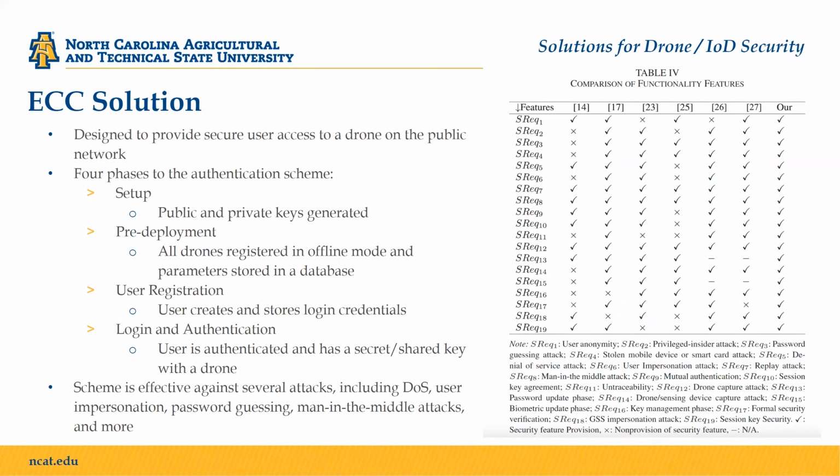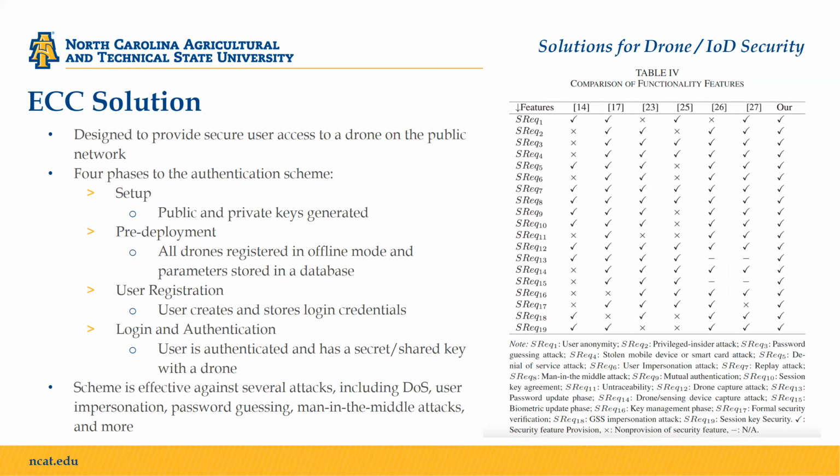Finally, I'll discuss the ECC solution. The elliptic curve cryptography model, published in the IEEE journal in September of 2021, secures communication between a user and a drone flying in a specified zone. The authentication scheme has 4 main phases. The first phase is setup, where the main server selects a private master key and a hash to create a public-private key pair. The second phase is pre-deployment, where the server registers all drones in offline mode before they are deployed in the IoD field.